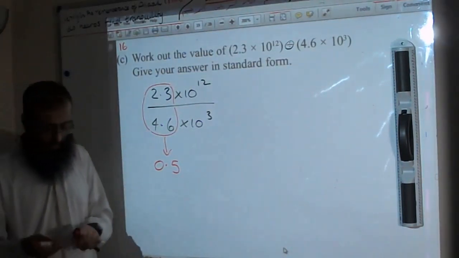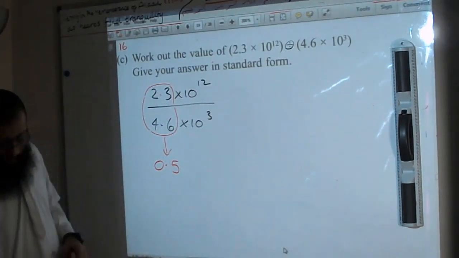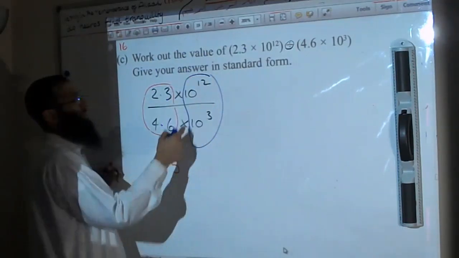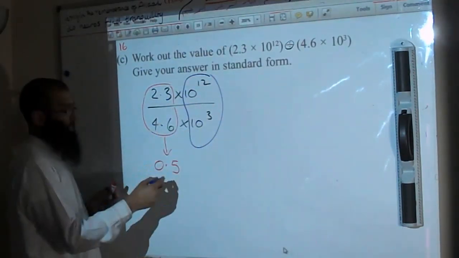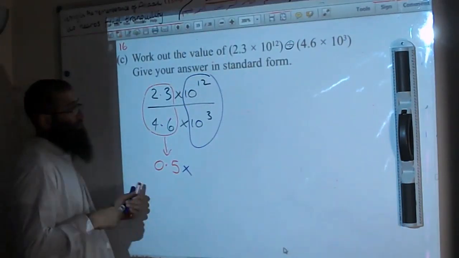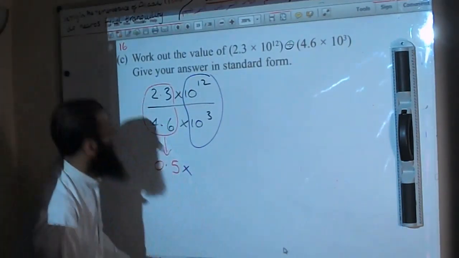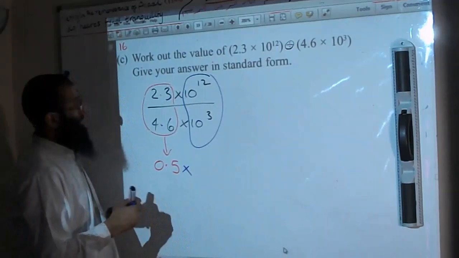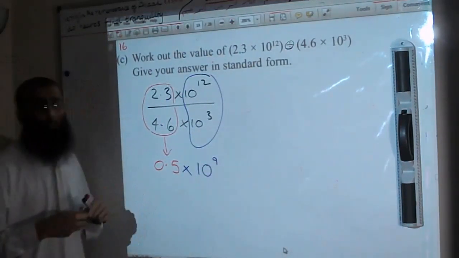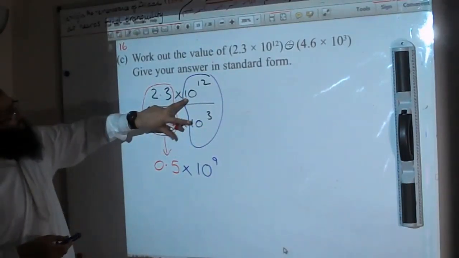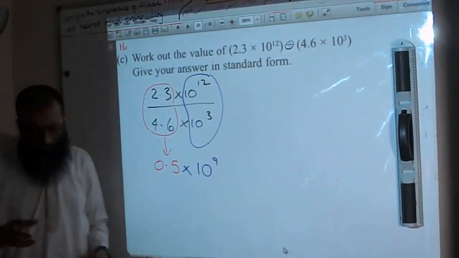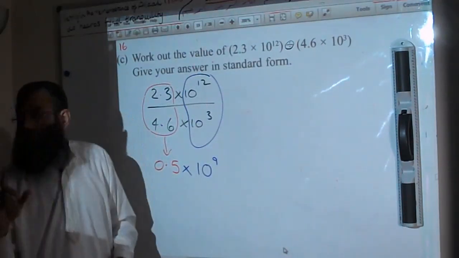Here comes the next part. What's 10 to the 12 divided by 10 to the 3? That will give you what? 10 to the 9. 10 to the power of 9. Now, when we divide them, these numbers are the same. We minus the indices, 12 minus 3 is 9. That's good. Okay, the question says, give your answer in standard form.